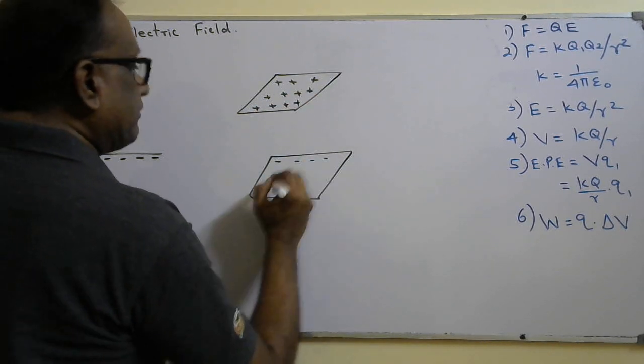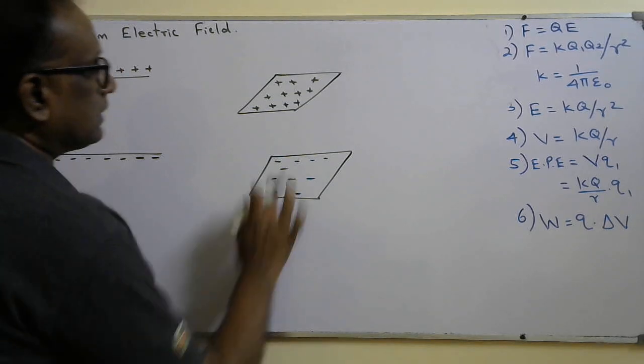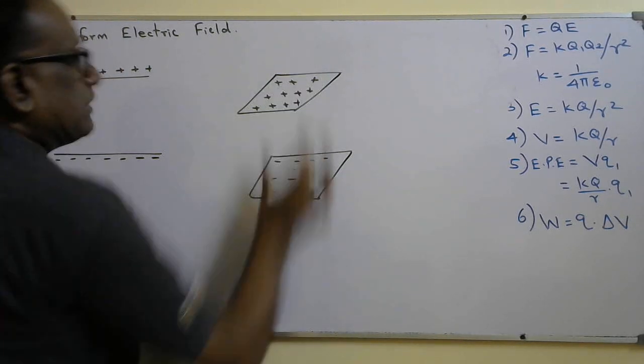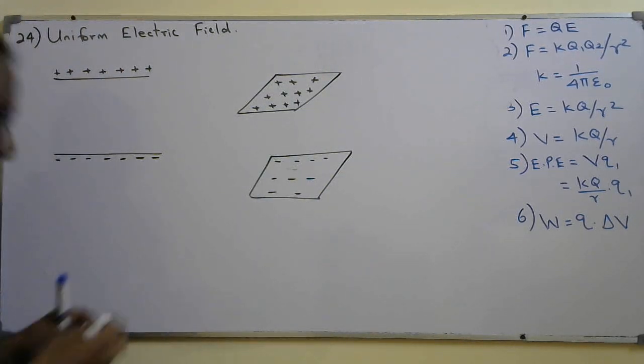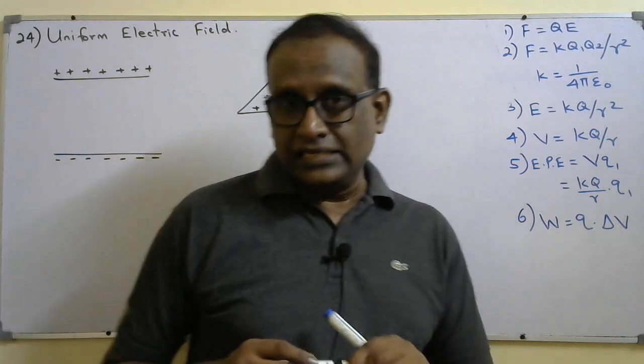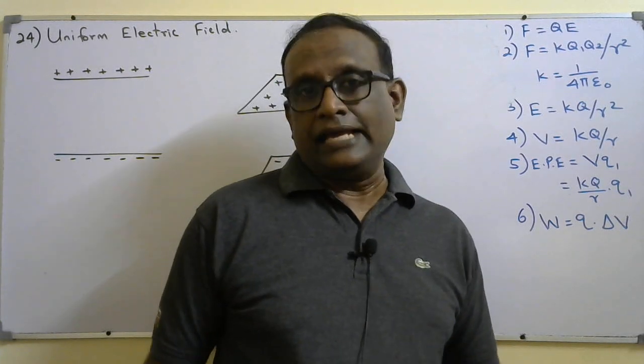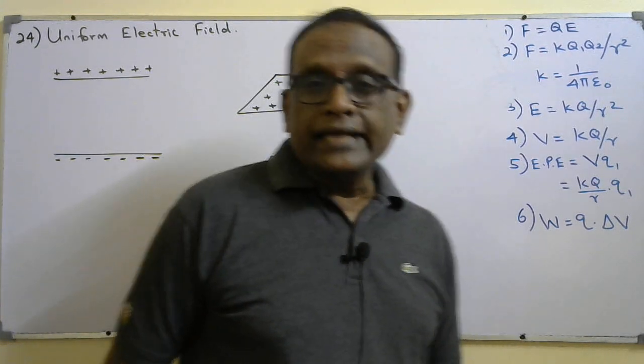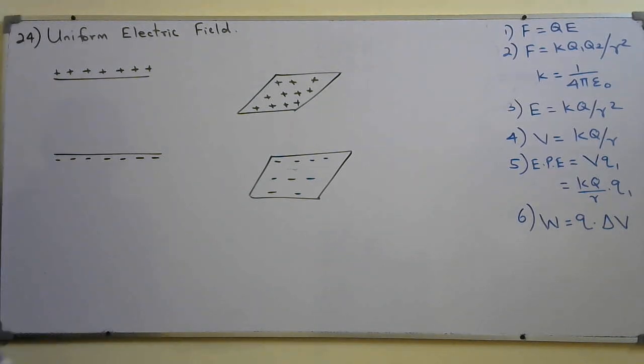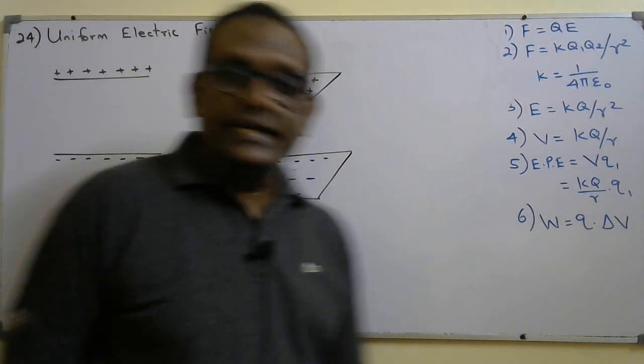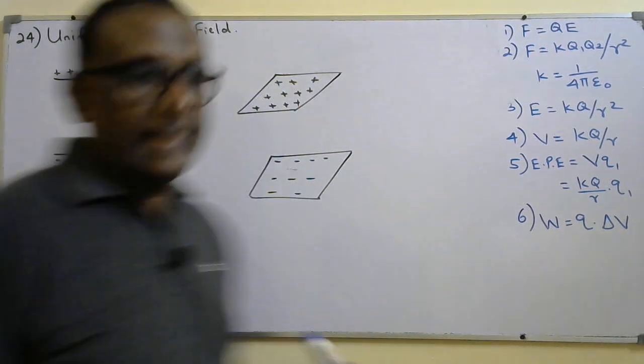This is a negatively charged plate, same magnitude of charge. In the region between the two plates, there will be a uniform electric field. The field strength will be the same at all points. Why is it? A uniform electric field means the field lines will be parallel with equal space.